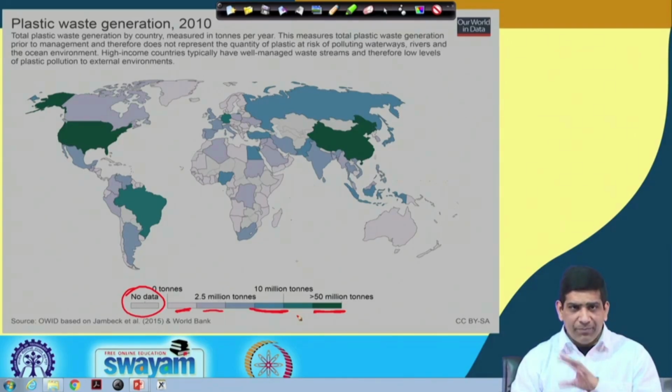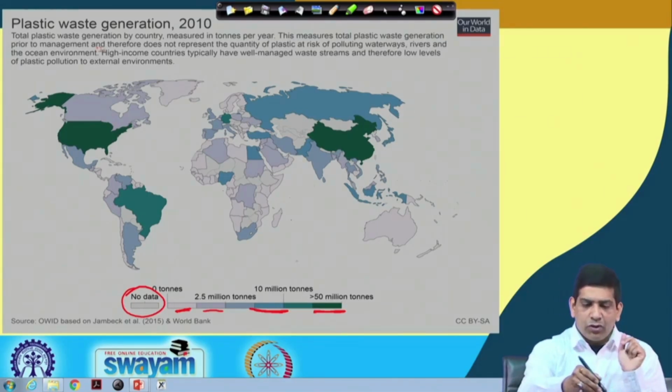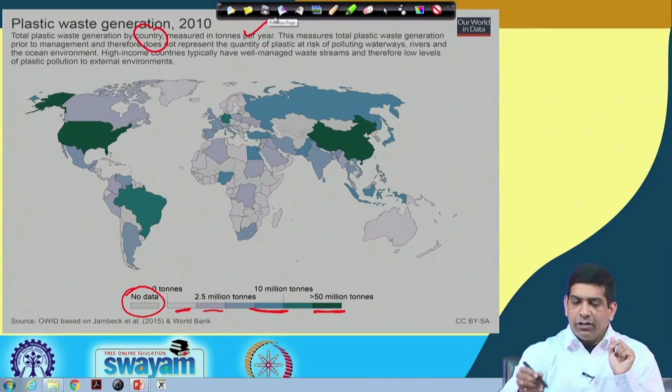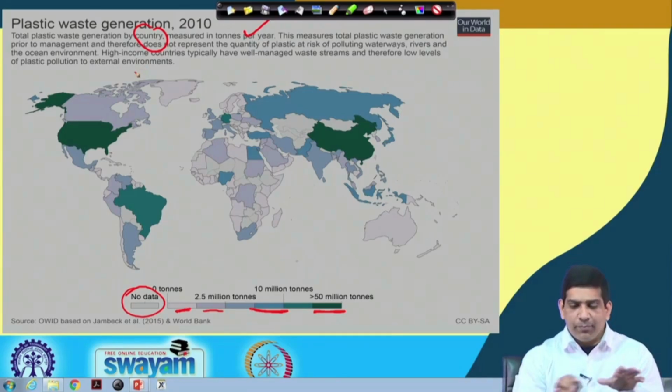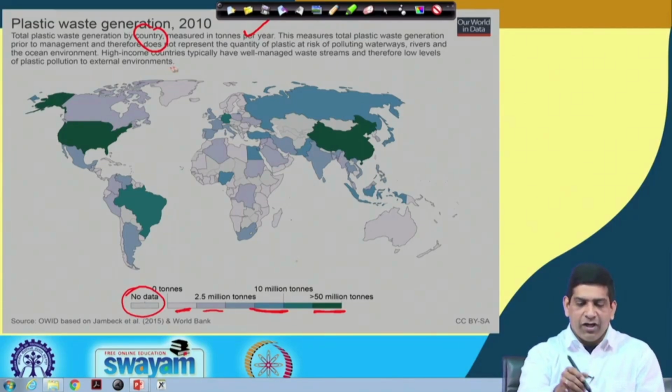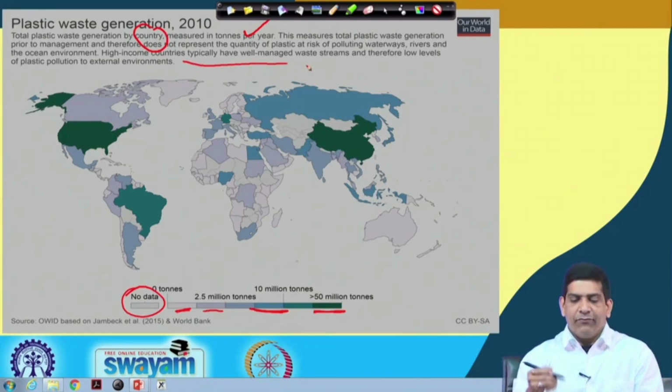We are not talking about mismanaged plastic here, we are talking about the plastic waste that is being generated. This talks about total plastic waste generation by country, measured in tons per year. This measures total plastic waste generation prior to management, and therefore does not represent the quantity of plastic at risk of polluting waterways. So, it is the total plastic, it is not the plastic which is polluting the waterways, rivers, oceans, environment. High income countries typically have well managed waste streams and therefore low levels of plastic pollution to the external environment.